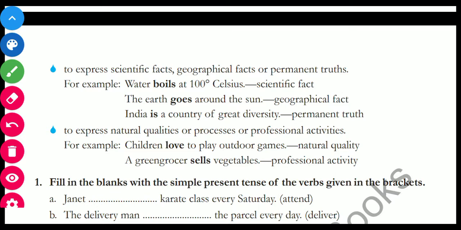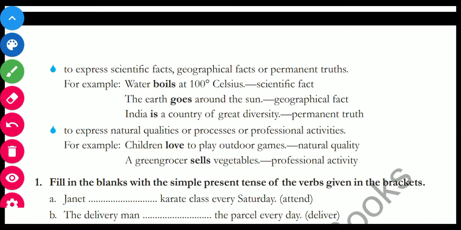This is a scientific fact. कि पानी used to boil at 100 degrees Celsius. Earth गोल है. This is a geographical fact. The earth rotates around the sun. ये geographical fact है. The moon rotates around the earth. This is a geographical fact. You cannot change it. So this has been taken under the consideration of simple present tense.